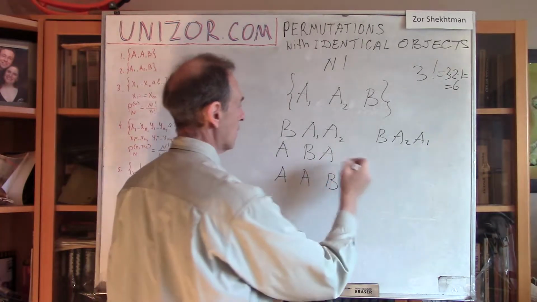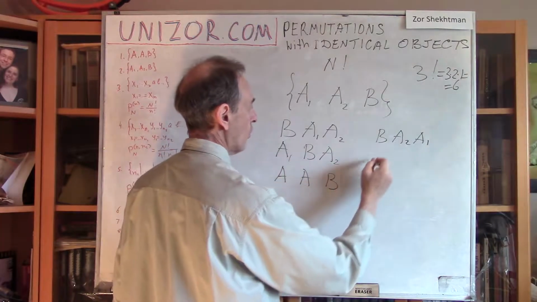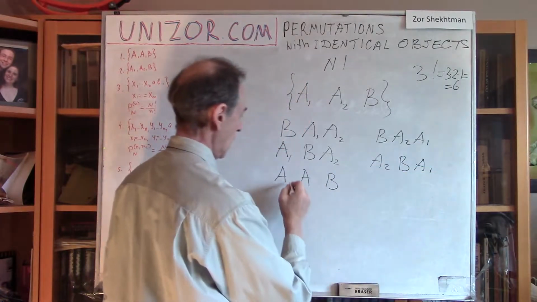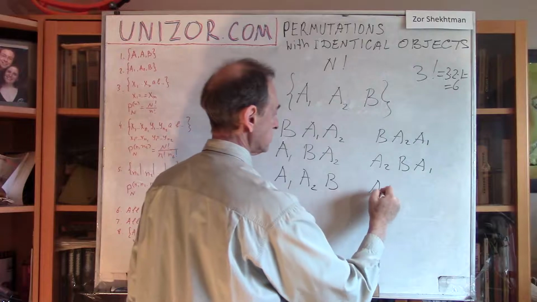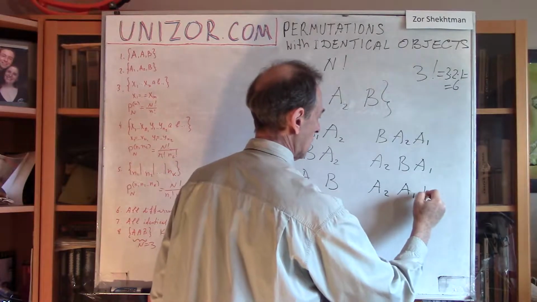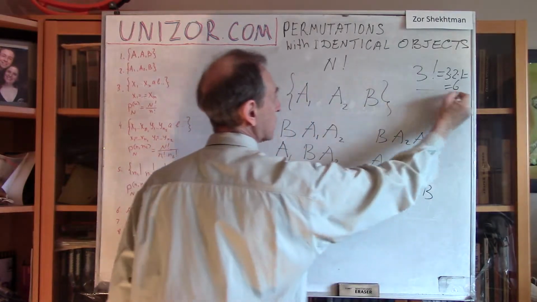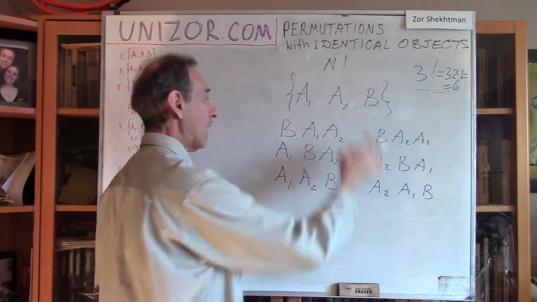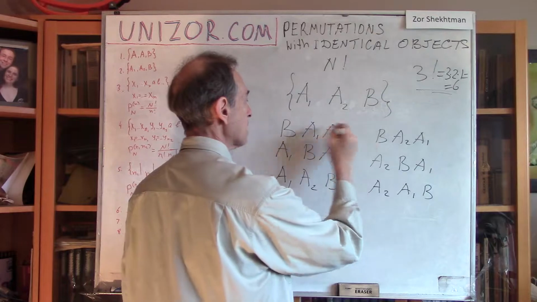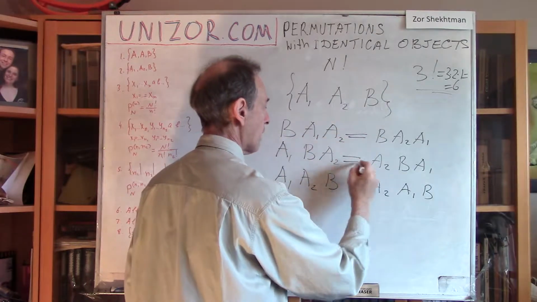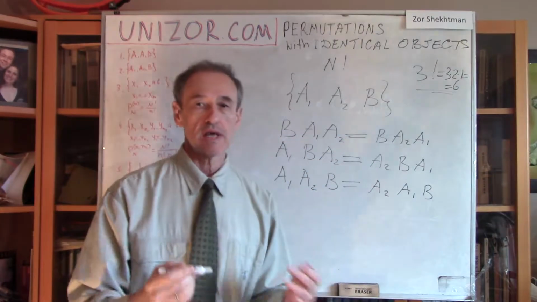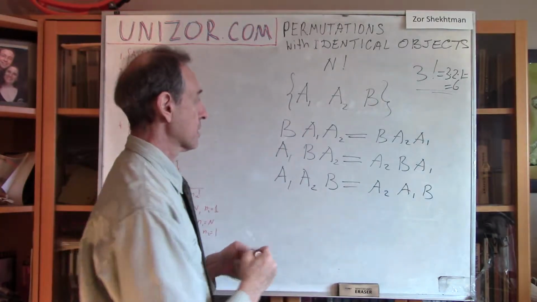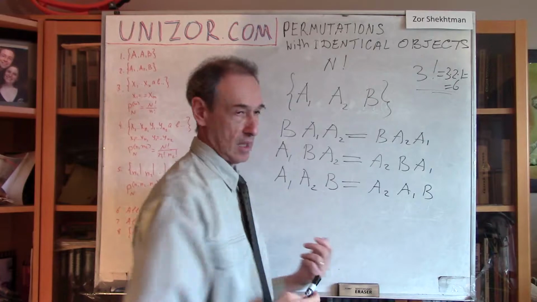Now, same thing here. It can be A1, A2, or it can be A2, A1. And same here. Now I have 6 combinations, exactly what I really needed. But again, out of these 6 combinations, these pairs are constituting exactly the same permutations of initial characters, because this is BAA and this is BAA.